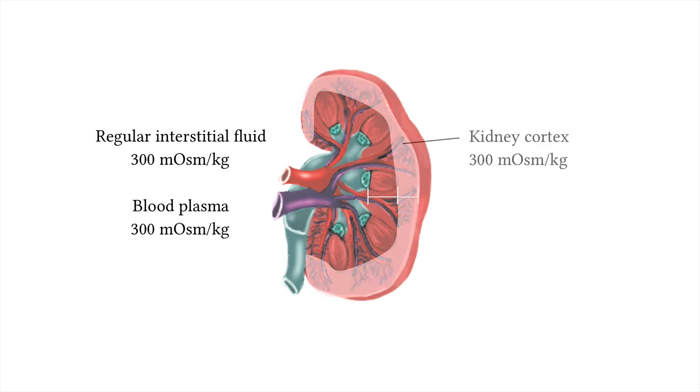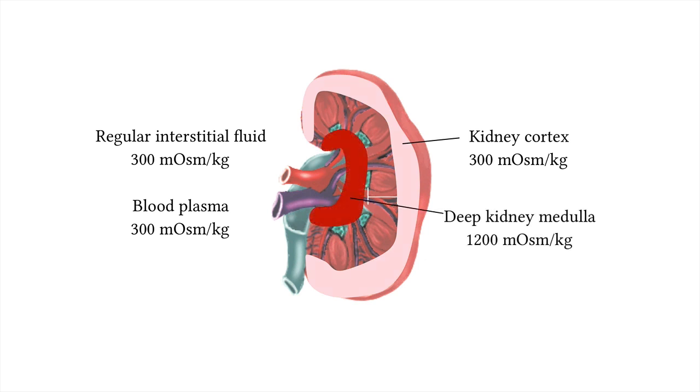In the kidney, the concentration of solutes in the cortex is also about 300 milliosmoles per kilogram. But as you move deeper and deeper into the medulla of the kidney, the concentration gets greater and greater. In the innermost part of the medulla, the concentration of solutes reaches 1200 milliosmoles per kilogram. This is mainly due to the presence of urea in the interstitial tissues there. But it's not a bad thing. In fact, it's an important feature of the kidney to help with water reabsorption.